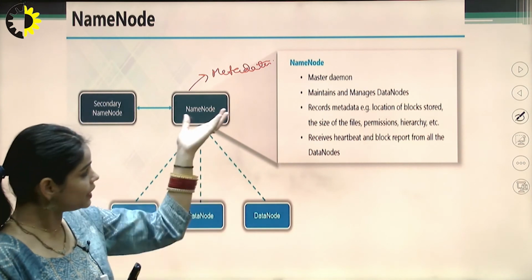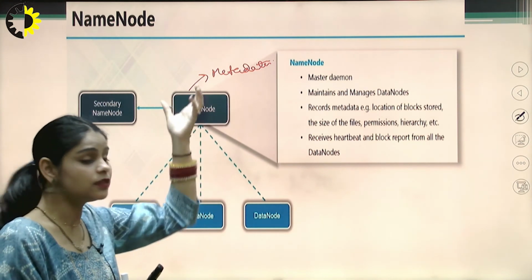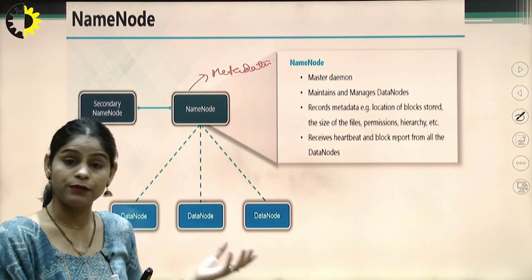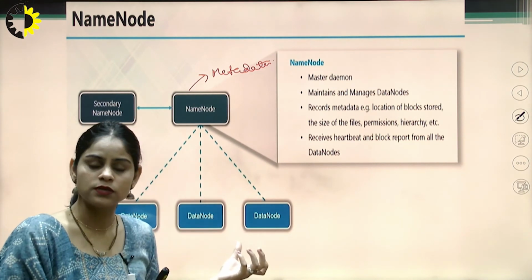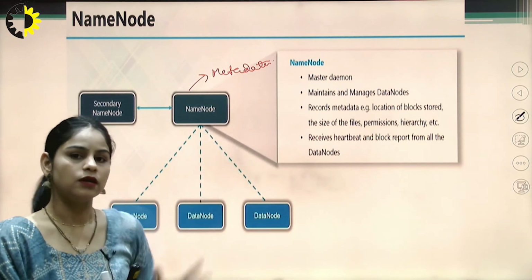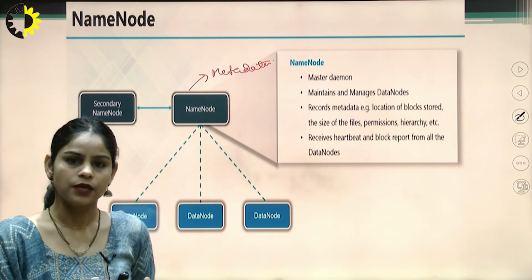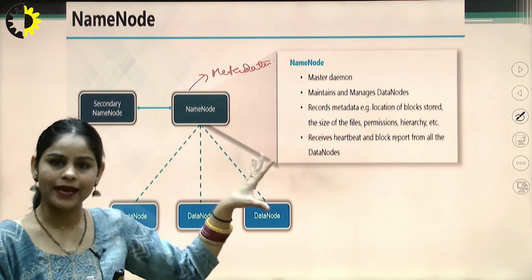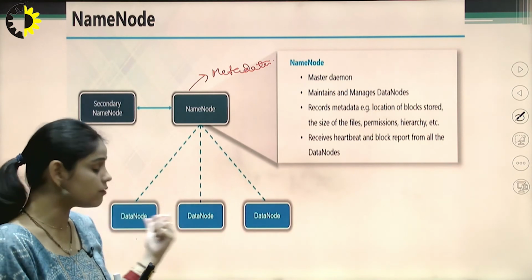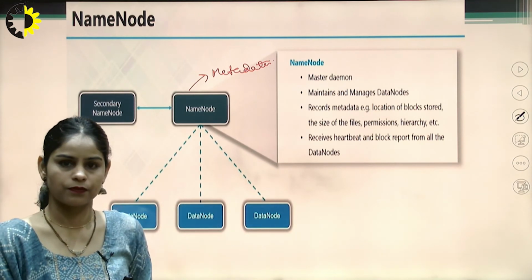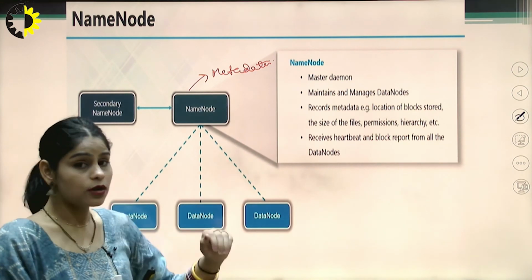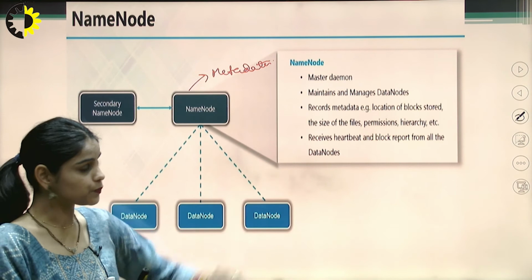So what are we maintaining here? We are maintaining the information of whatever we are dumping in data nodes. It means whatever we are storing in data nodes, its information and its summary will be kept in the name node, right? So name node maintains and manages the data nodes. It handles the working of these data nodes. It controls these data nodes. It records the metadata as I told you.